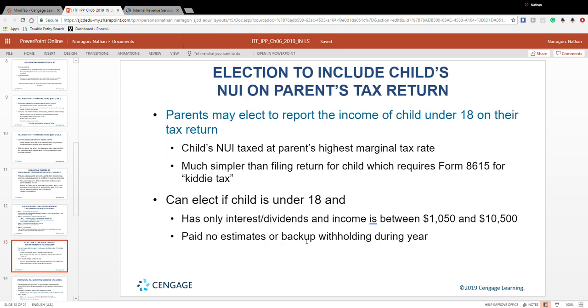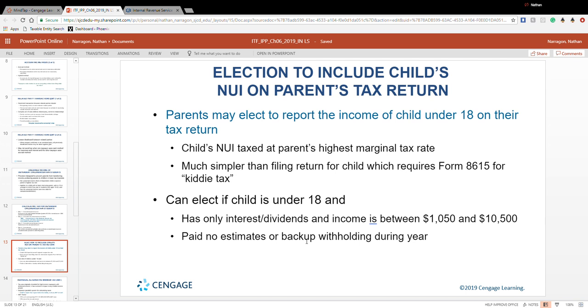Alright, so elections to include the child's NUI on the parents' tax returns. Parents can elect to report the income of a child under 18 on their tax return. Usually parents will do this because they don't want to get in trouble with the IRS, because the IRS will come down and say, hey, this wasn't taxed, we're going to put it on your tax return anyway. So mostly parents tend to elect to do this. They don't have to. They can file a child's tax return. That can go either way.